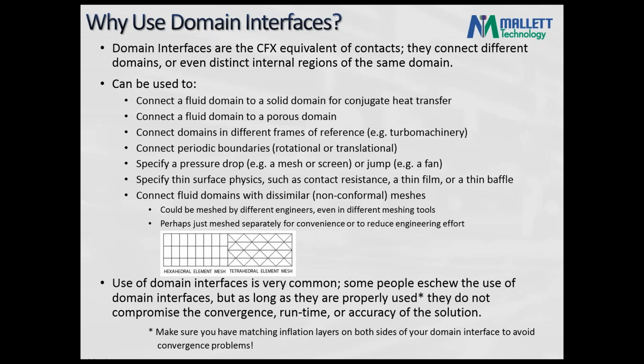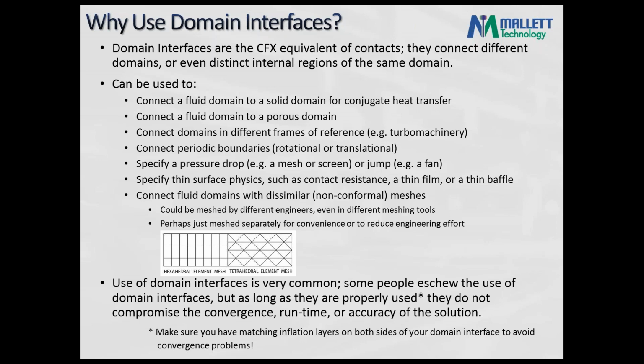They connect fluid domains to porous domains. They can connect regions with different frames of reference, for example, turbo machinery simulations. Periodic boundaries, you can use them to specify pressure drops like screens or fans, thin surface physics. Most commonly, they're just used to connect fluid domains with dissimilar or what we call non-conformal meshes. So those meshes might be generated by different engineers. They might be generated in different meshing tools, or perhaps you slice the domain to make it easy to generate the meshes in the two different regions, and you need to connect them back together.